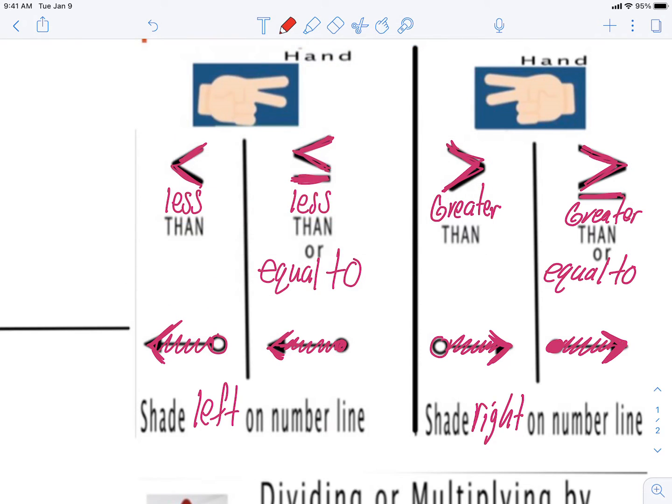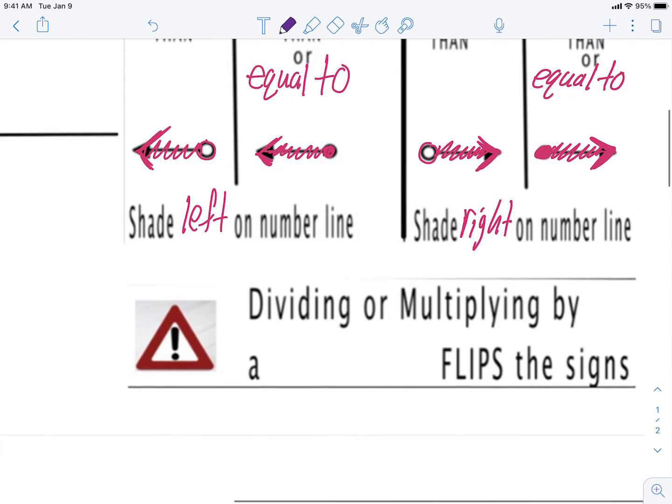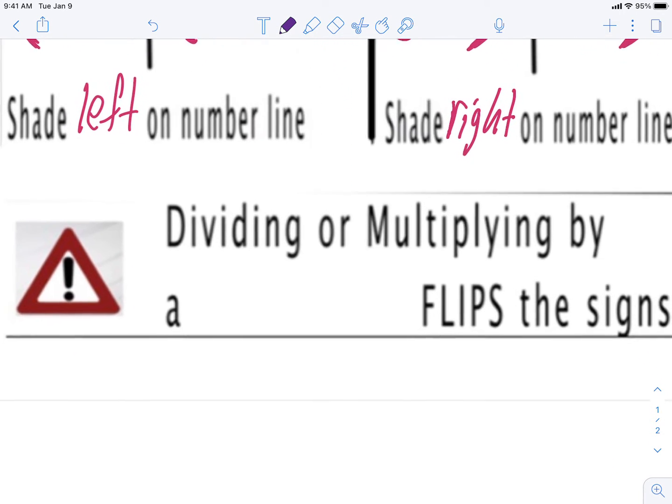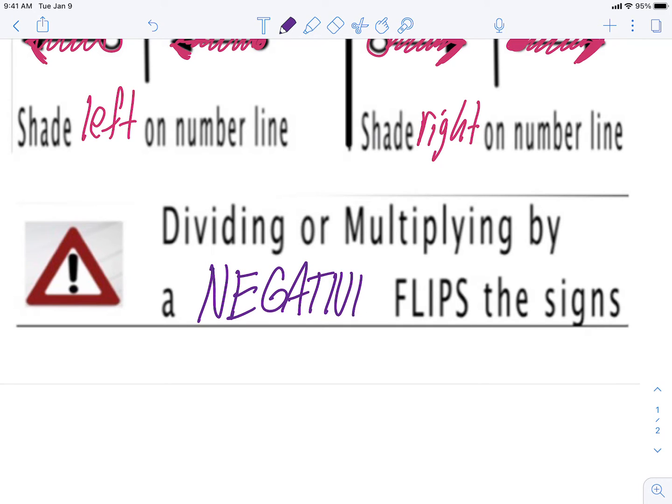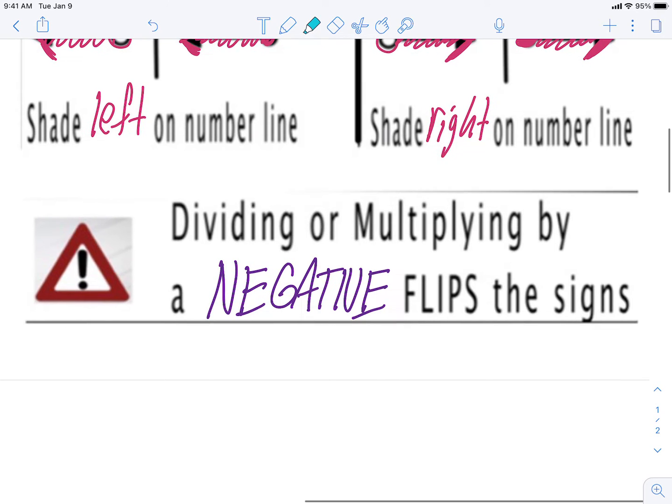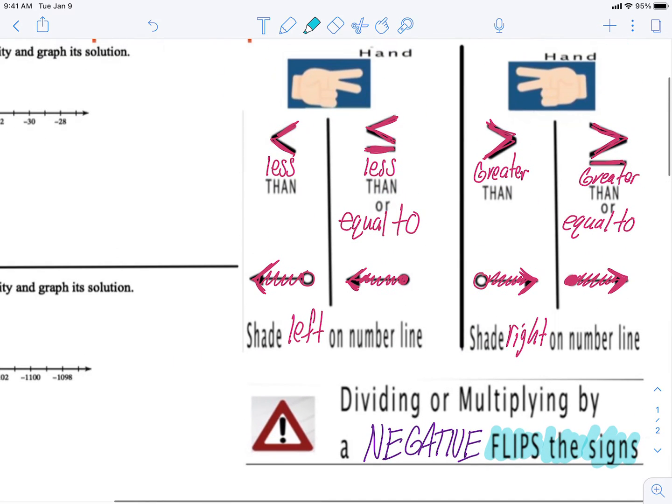Now, down here, one more rule, because we're dividing and multiplying. Dividing and multiplying by a negative flips the signs. So whenever we multiply or divide by a negative number, the arrows, the scissors, are going to flip. We'll see that when we get to it.